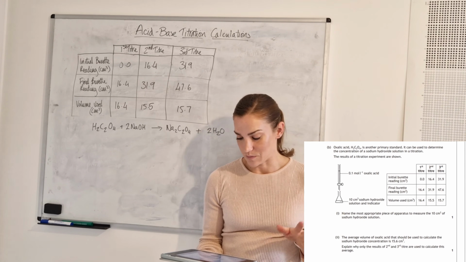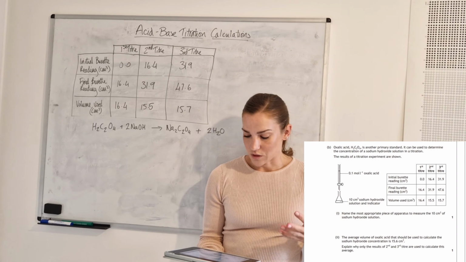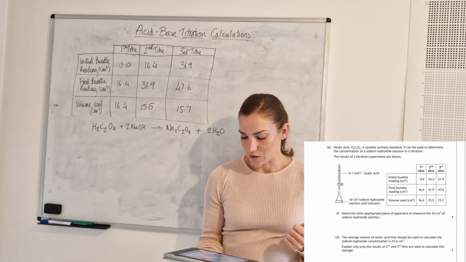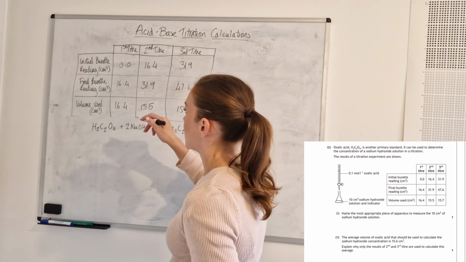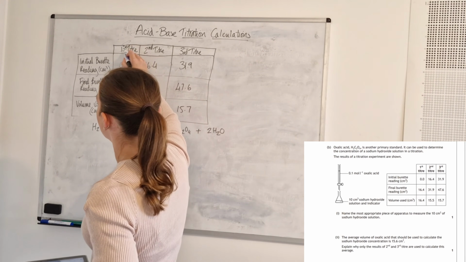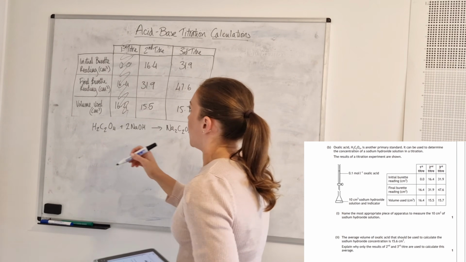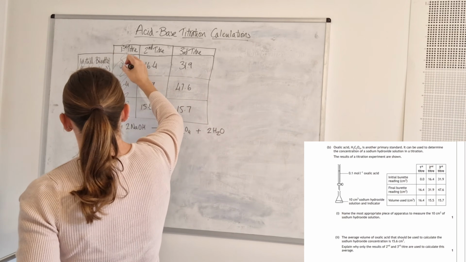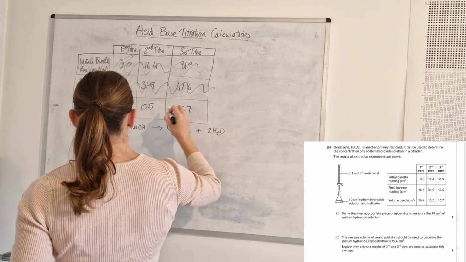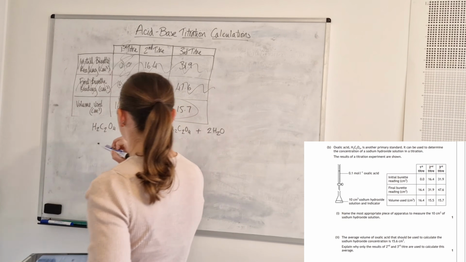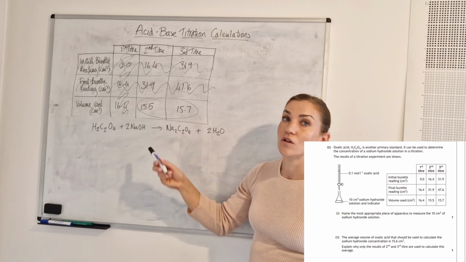They tell you that's 15.6 centimetres cubed, but then they ask you why only the results of the second and third titre are used to calculate this average. So if we look at our results table, remember you never use the first titration because it's a rough and it's never concordant. We can score it out, which means any average is calculated from these two numbers that are left, and they are concordant.